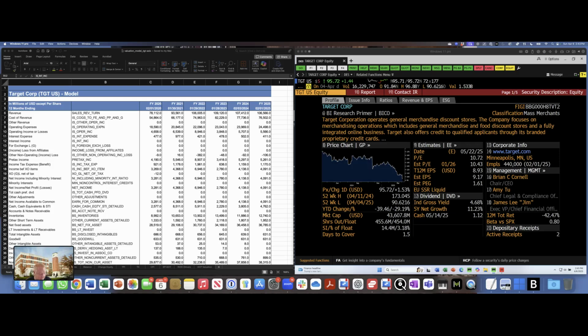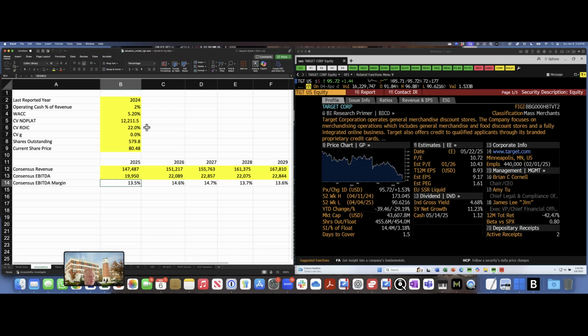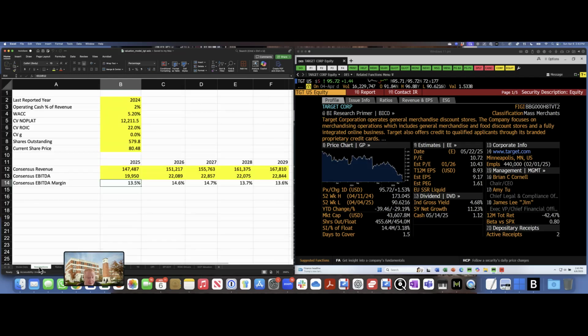So I'm going to go to the assumptions tab. And first thing I need to make sure I update is the last reported year is 2025. They reported their data as of February 1st, which means they're in fiscal 26. That's what retailers do to capture the holiday season. So I need to change this to 2025.